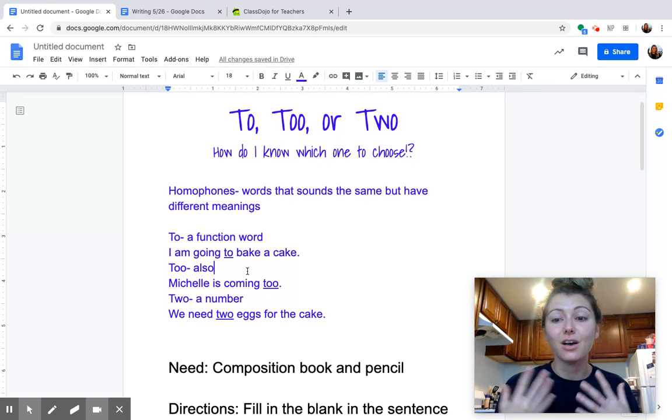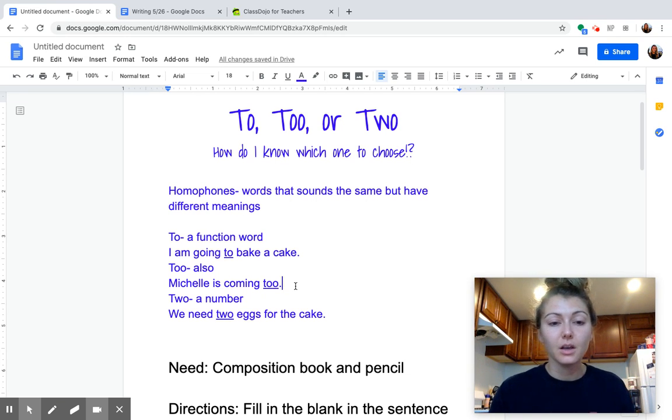Next is "too," T-O-O. This usually means also. So we have this example here. Michelle is coming too. She is also coming. We use the form of "to" that is T-O-O. Lastly is "two," like the number 2. That one's pretty easy and straightforward. We know we use it when we're telling an amount. So an example is we need 2 eggs for the cake. We use the form T-W-O for this too.